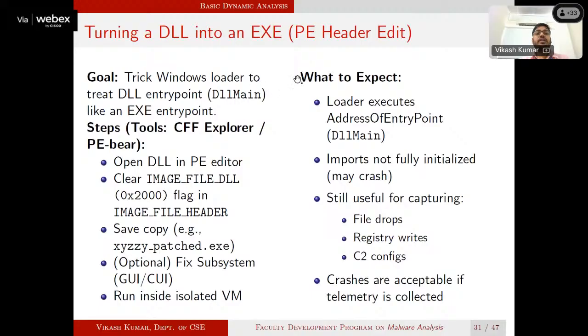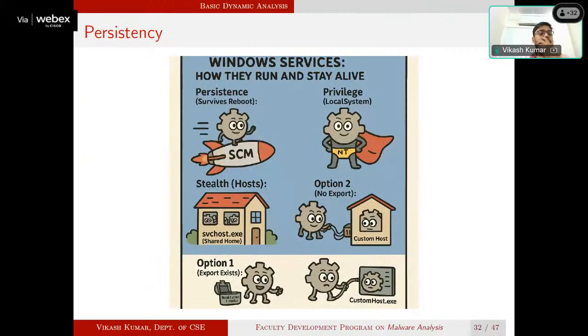Now, how we can turn this DLL into an exe, I have already talked about that. We can just change one entry that indicates whether this file is an exe or a DLL. So if we omit that one, it will be treated like a kind of exe file by the Windows loader.